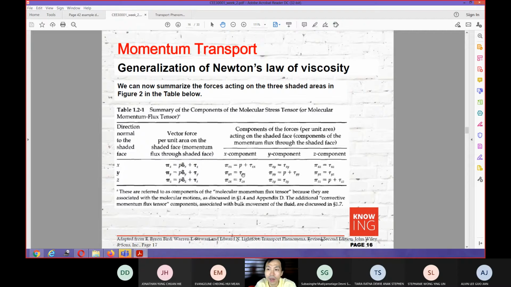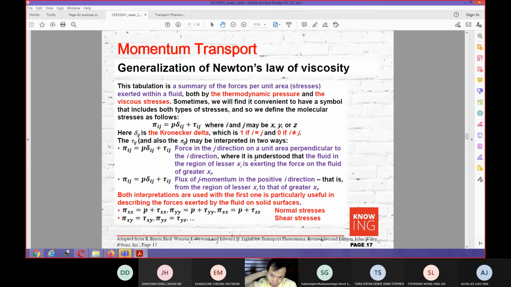You can break it down like this, and these are what we call the molecular stress tensor. This tabulation is a summary of the forces that includes the pressure and the viscous stresses. If you want to talk about the details, you can put it in here. So it can be split into the normal stresses and the shear stress. The pressure always comes up in your normal stress, and the pressure is always absent in your shear stress. The quantity in here is called the Kronecker delta.